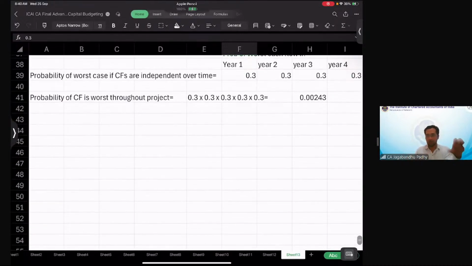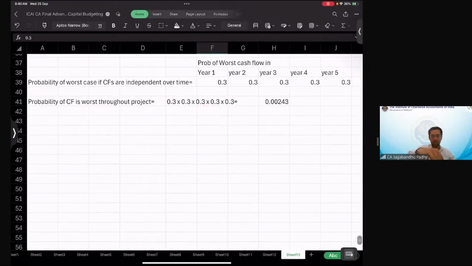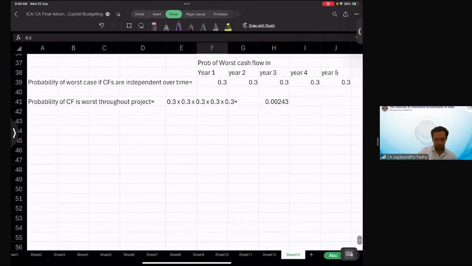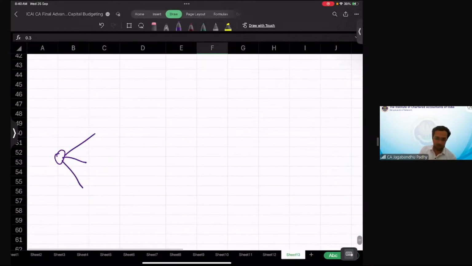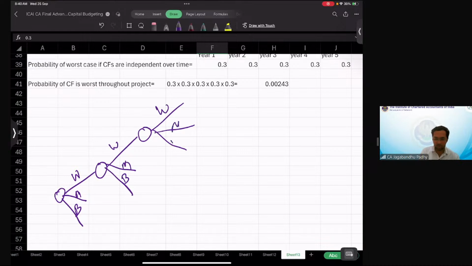Yeah. So when they're independent, every year you are having that chance. So it's like a tree diagram that will get formed. First year, there is possibility of worst, moderate, best. Again, when it turns out to be worst, you have three possibilities: worst, moderate, best. Again, if it turns out to be worst, you have three possibilities. So it goes on like this.